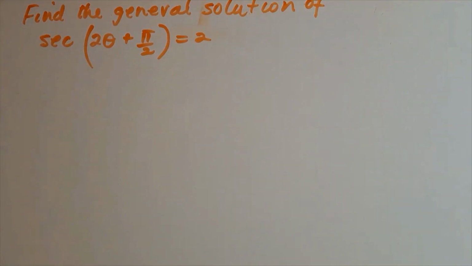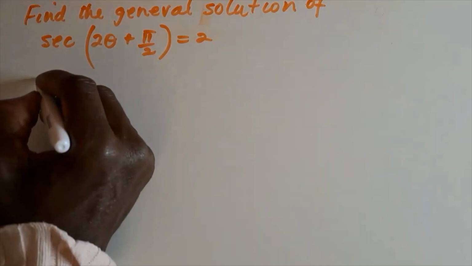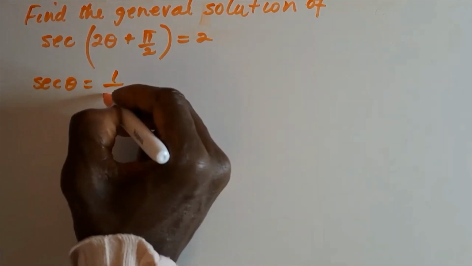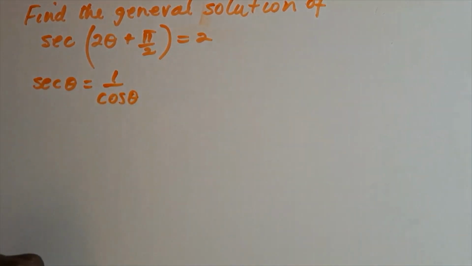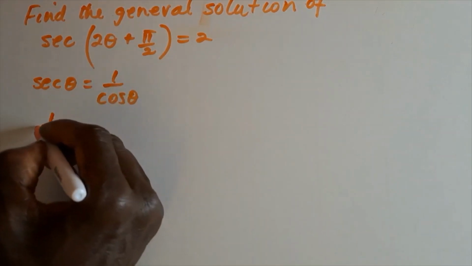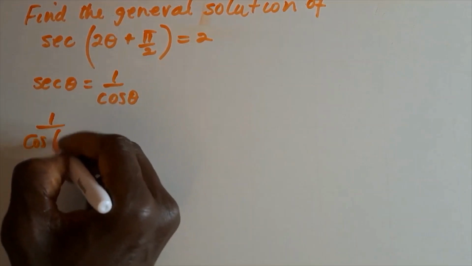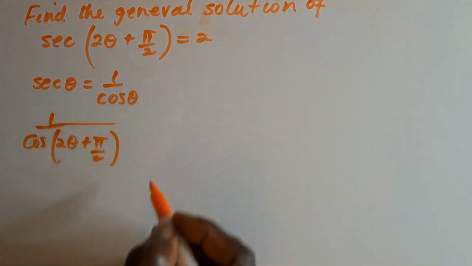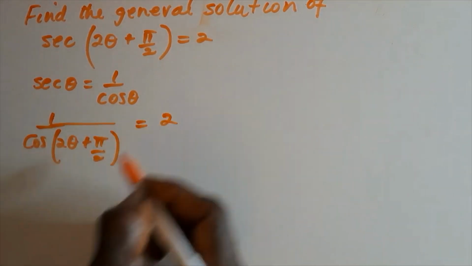Hello, how do we find the general solution of sec 2 theta plus pi over 2 is equal to 2? Again, a compound angle. We know that sec theta is equal to the reciprocal of cosine theta. So we can rewrite this as 1 over cosine of 2 theta plus pi over 2, and this is equal to 2.